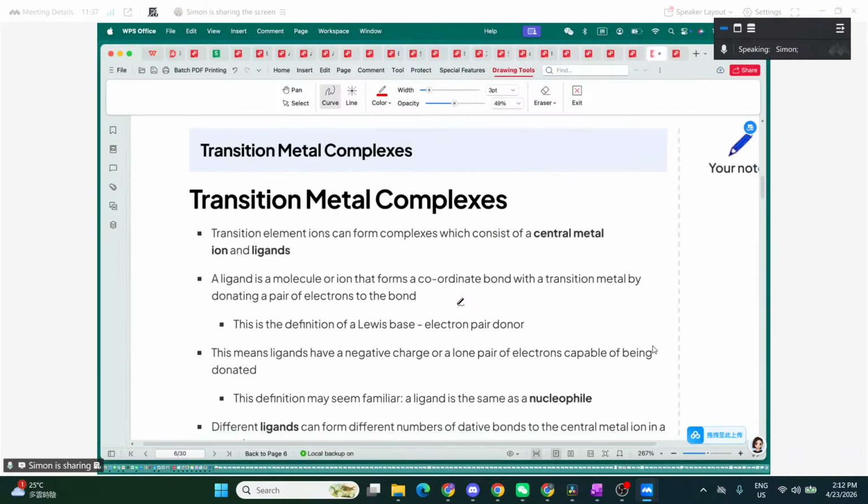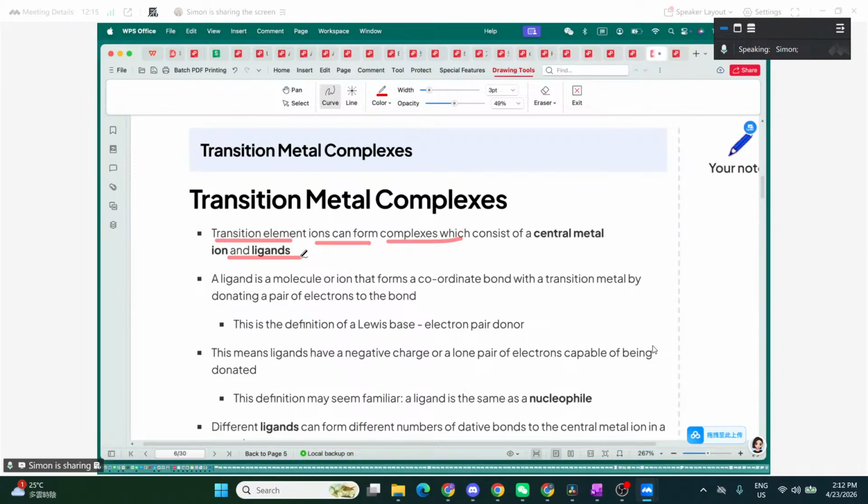The second property is the complexes. For the transition metal, we have their corresponding complexes. After we know the oxidation state, the transition element ions can form complexes, consisting of the central metal ion and ligands. What is a ligand? A ligand is a molecule or ion that forms a coordinate bond.